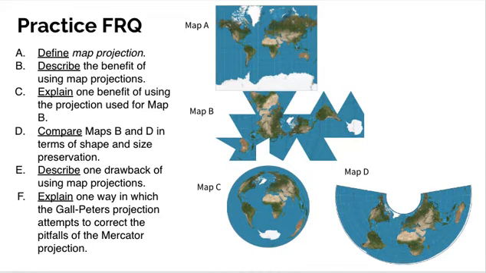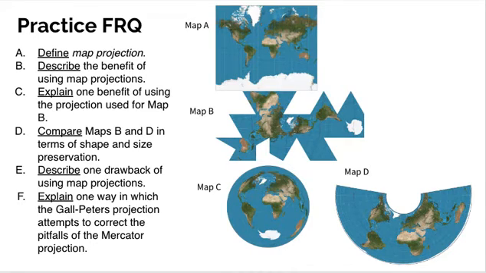Okay. So if we look at this one, this practice FRQ gives you different map projections. And it's not even asking you to identify any of them, although if you look for F, it's asking you to be able to figure out which one is the Gall-Peters projection and which is the Mercator projection, but not necessarily. It's just asking you to be able to explain why one is better than the other.